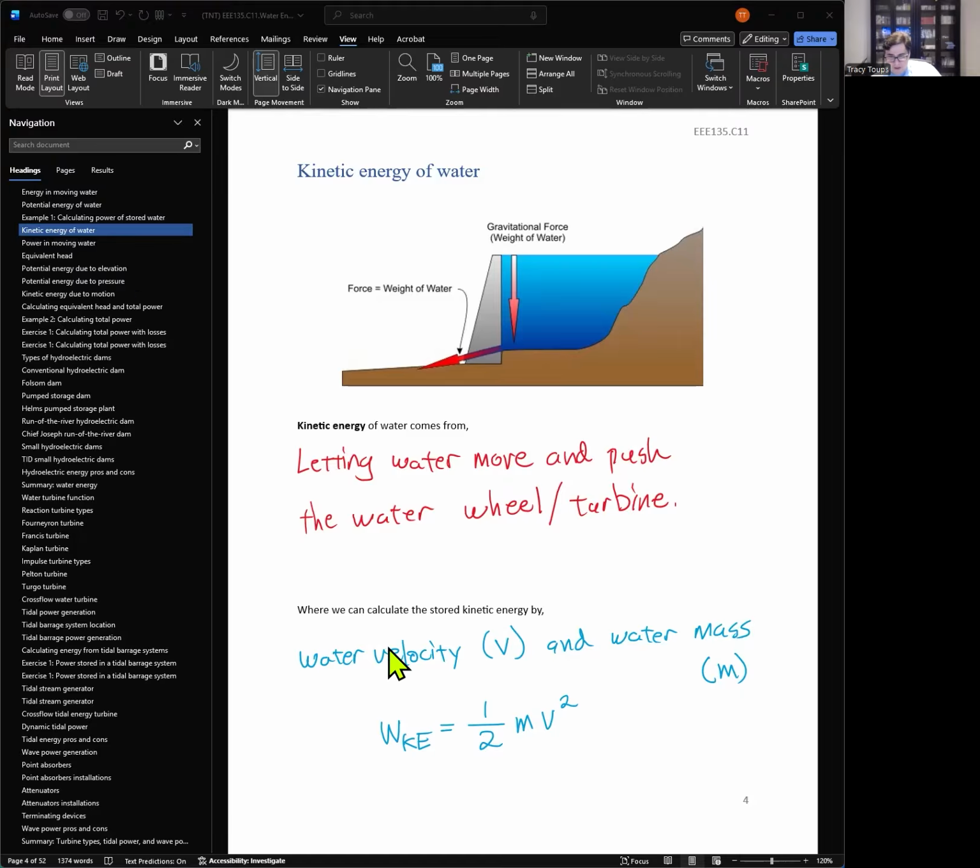Okay. Obviously, the faster the water moves, the kinetic energy grows exponentially. So you want to make the water as fast as possible. The heavier the water is, the more water flows through, you can get more power as well. Okay. So let's talk about the power in moving water.